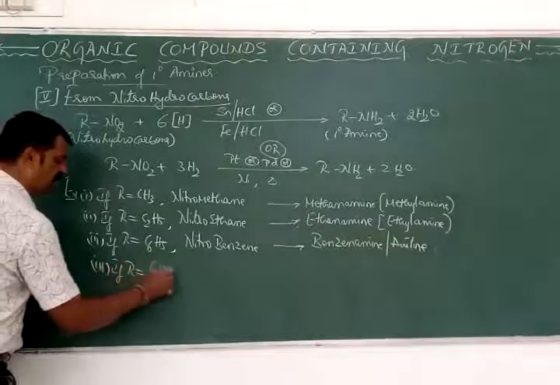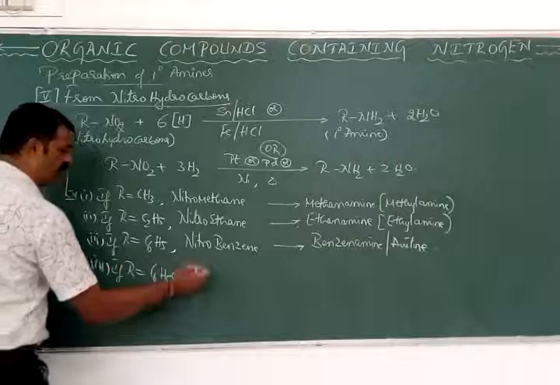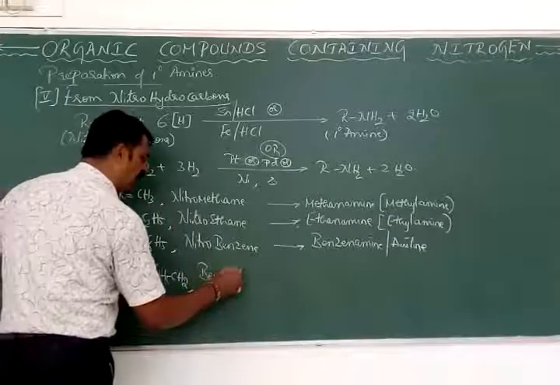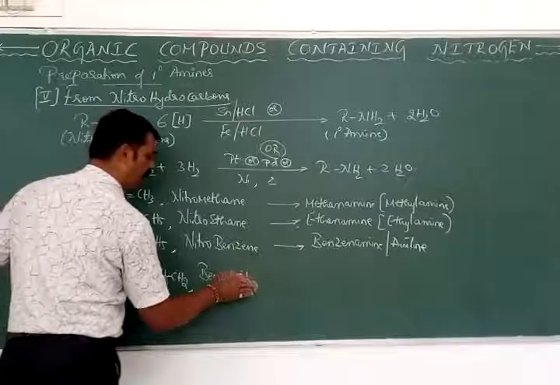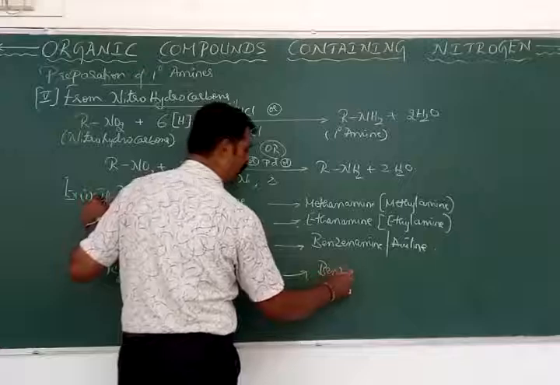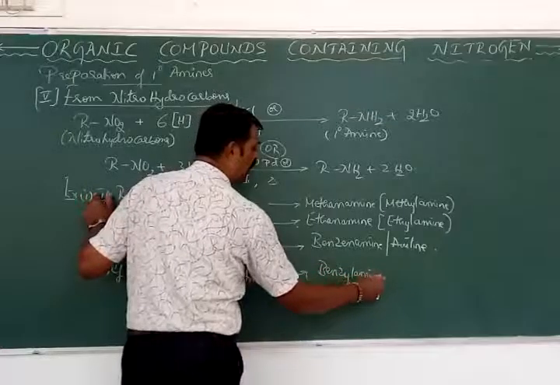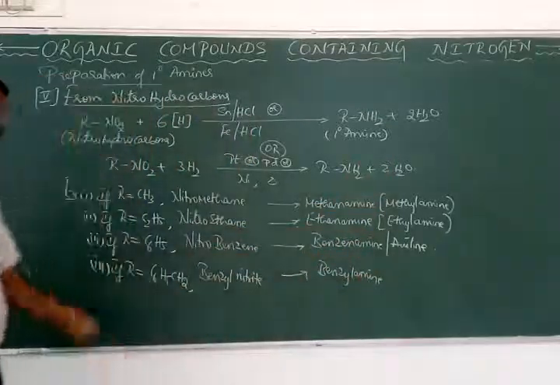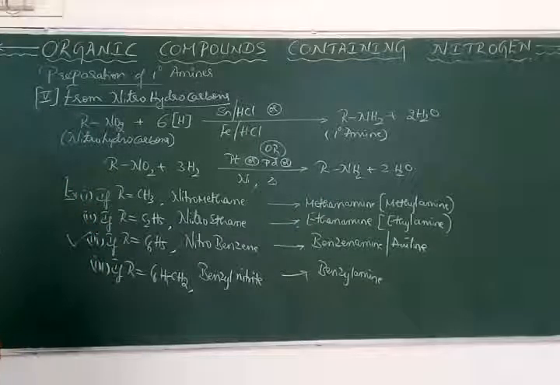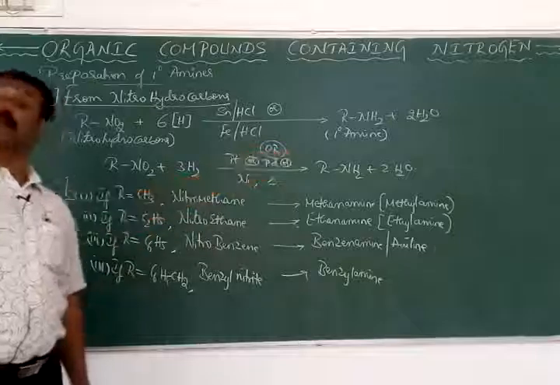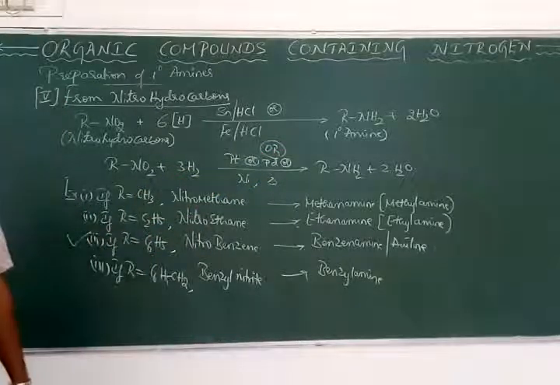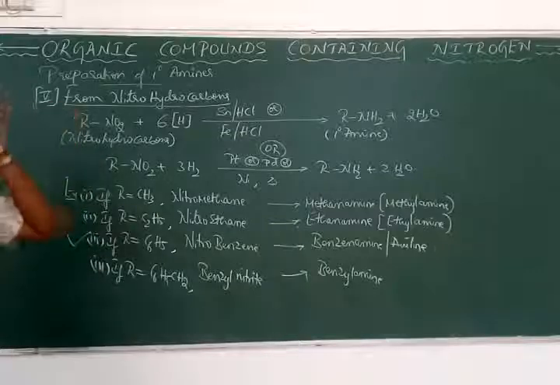Suppose if R is equal to C6H5CH2, then it is called benzyl nitrite, benzyl nitrate. The product obtained is benzylamine. But as far as PU is concerned, you have to concentrate on the third reaction preferably. That is the preparation of benzenamine or aniline from nitrobenzene. Just put R is equal to C6H5. So this is the reduction.